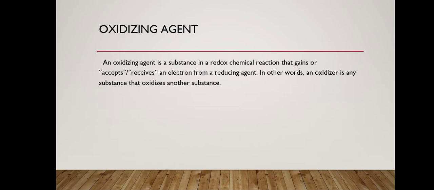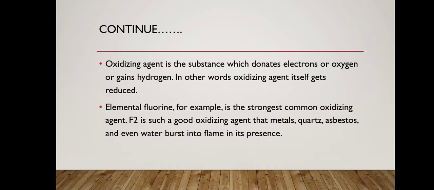Oxidizing agent. An oxidizing agent is a substance in a redox chemical reaction that gains or receives an electron from a reducing agent. In other words, an oxidizer is any substance that oxidizes another substance. An oxidizing agent is the substance which accepts electrons or oxygen or loses hydrogen. In other words, an oxidizing agent itself gets reduced.